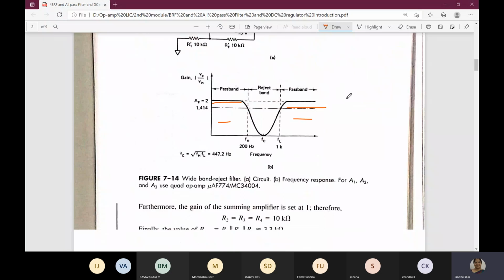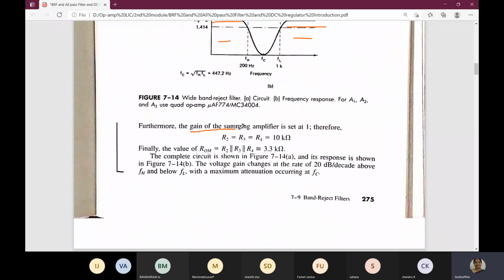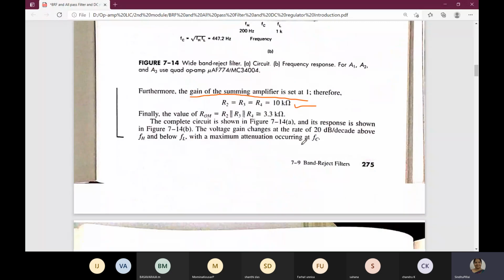Next, they have kept the gain of the summing amplifier as 1. We can keep the gain 1 by just equating the resistors. So R2, R3 and R4 are kept as 10 kilo ohm. That is how they go with the design.